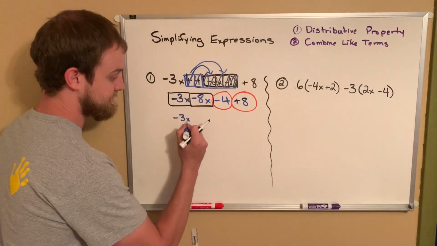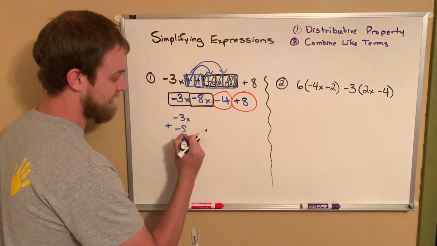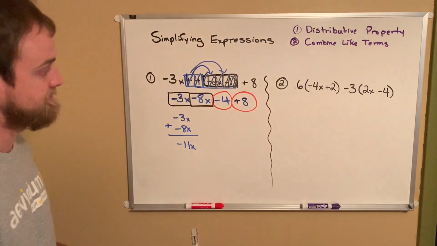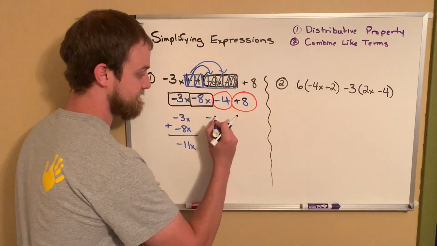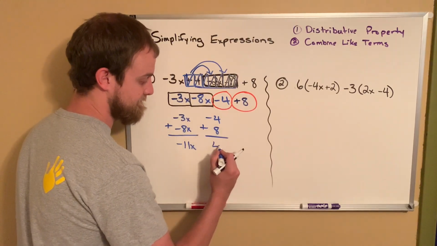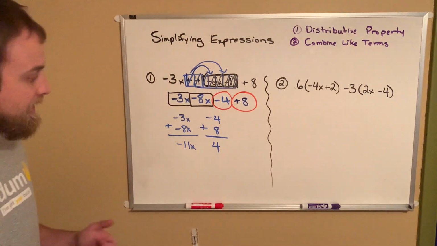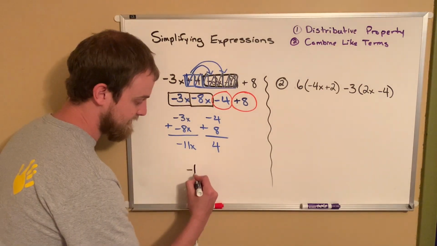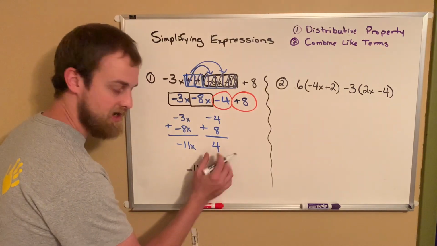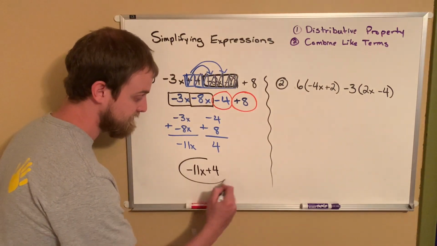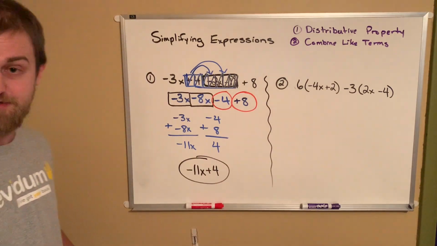Negative 3x combined with negative 8x gives me negative 11x. Negative 4 combined with positive 8 gives me 4. I now have my like terms combined. Let's write my final answer. Negative 11x. This is a positive 4, so simply I just need to put a plus to represent positive. That is my final simplified answer.